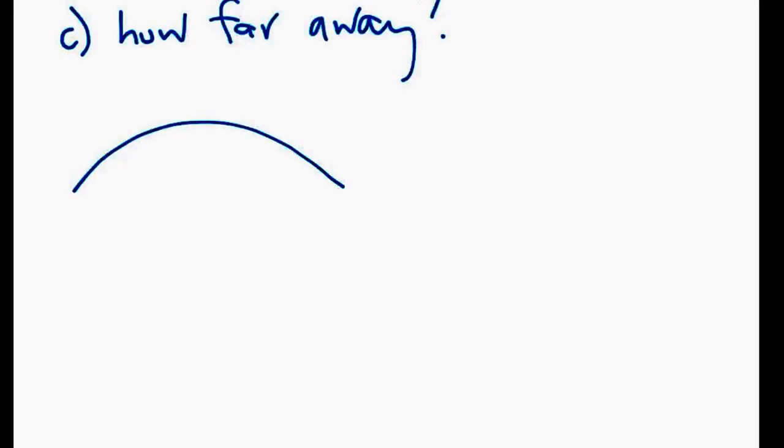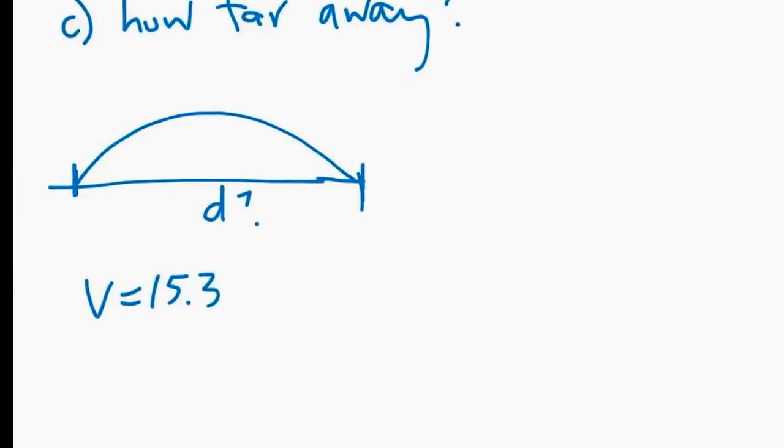Okay, so we know that it's going to travel in that path. What we're looking for is the distance from start to finish. Just like we did before, the horizontal information is usually a lot easier because of the constant velocity. We know that its velocity was 15.3. We calculated that in the first step.